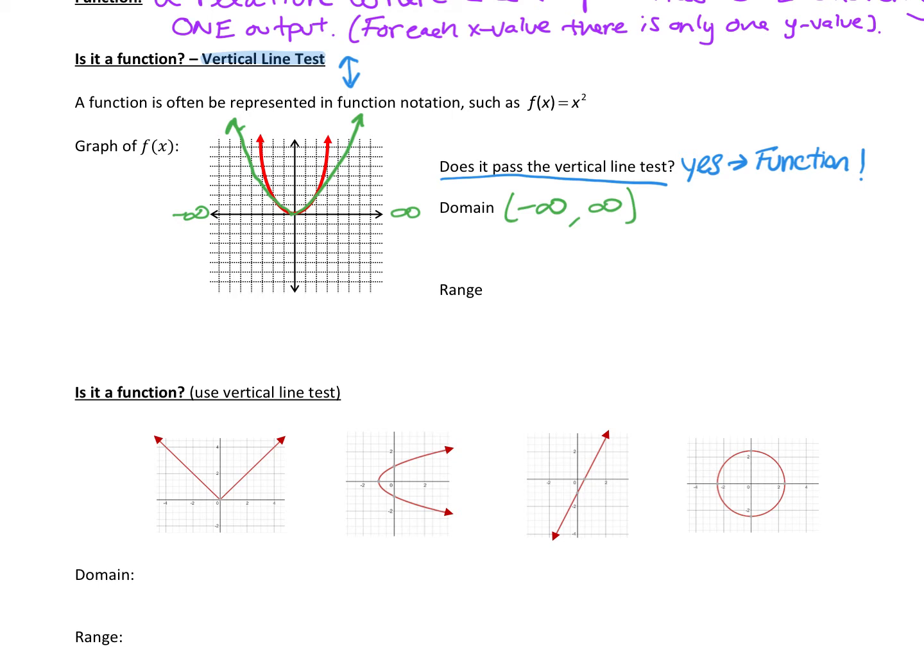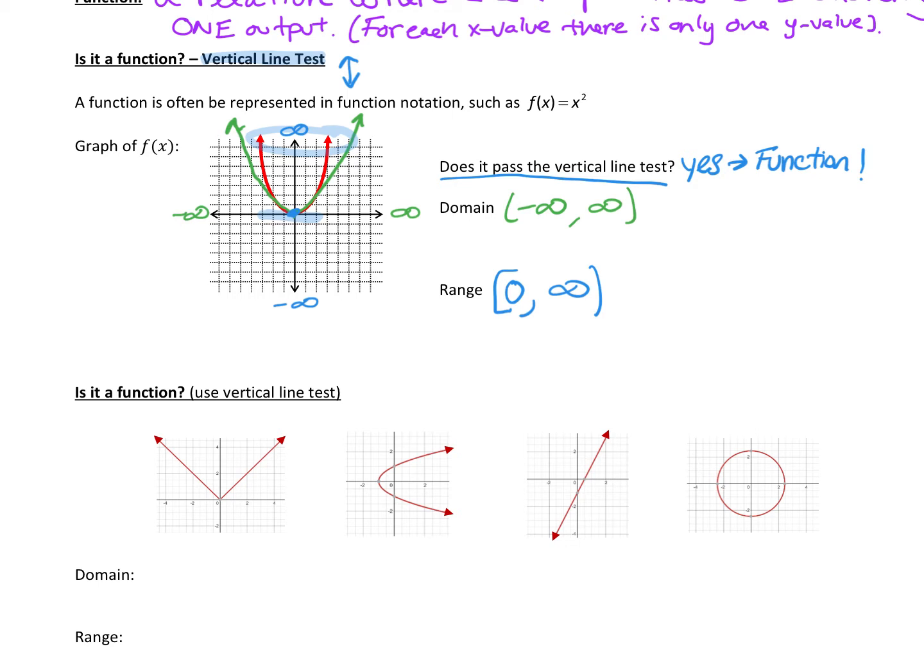Now for our range, we need to go from the lowest point on our graph to the highest point on our graph. The lowest point actually sits at 0, and we're going to include it because there's a point there, and then it points up forever. With y, if it points down, that's negative infinity, and if it points up, that's positive infinity. So my range would be 0 to positive infinity.